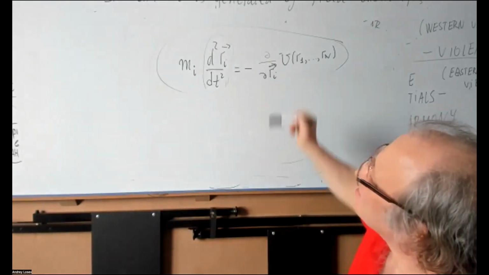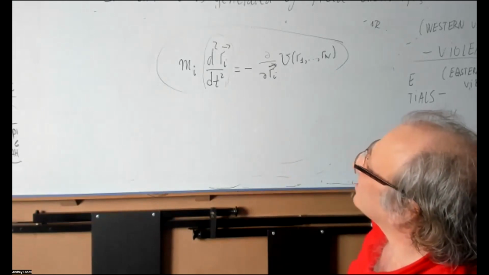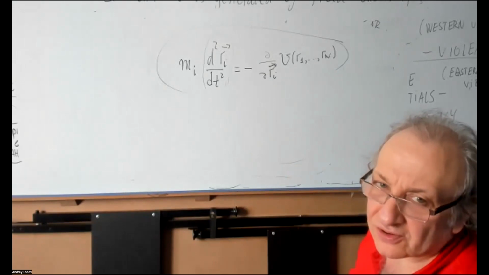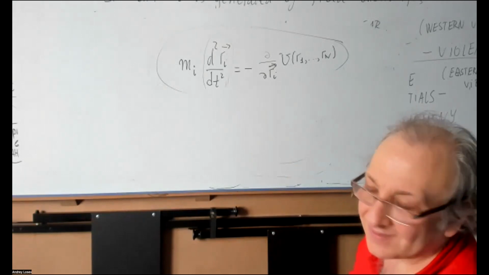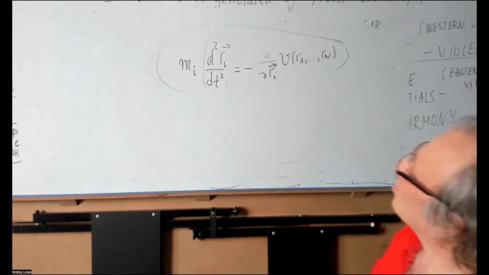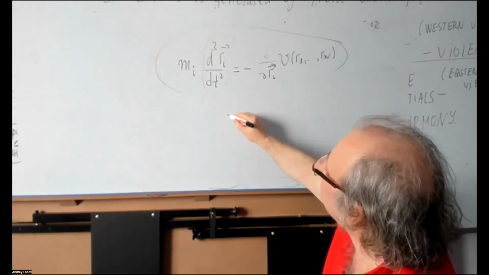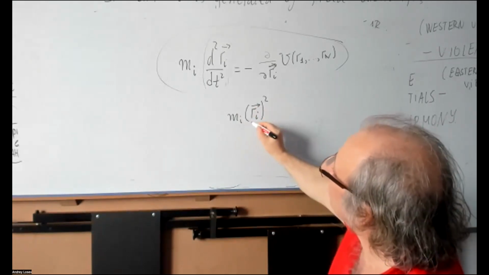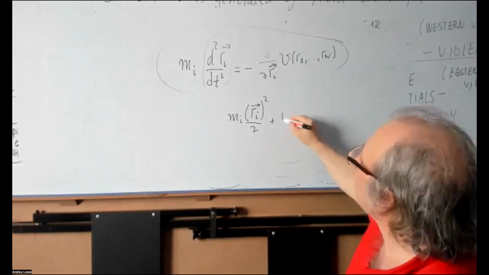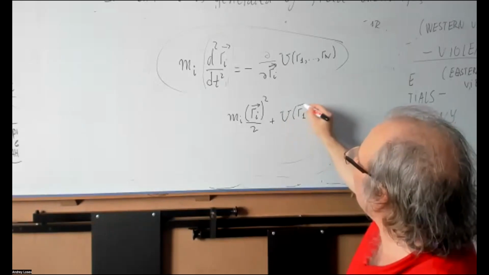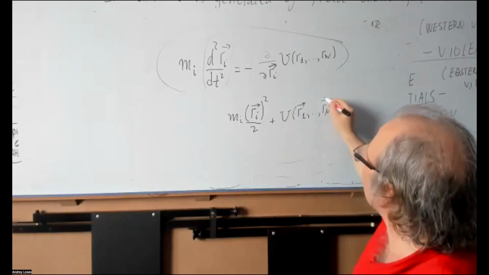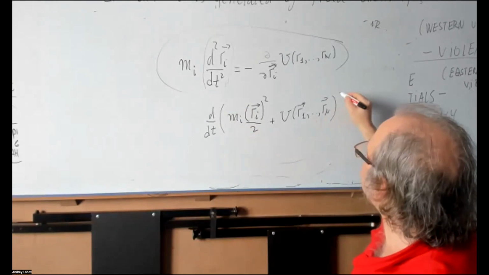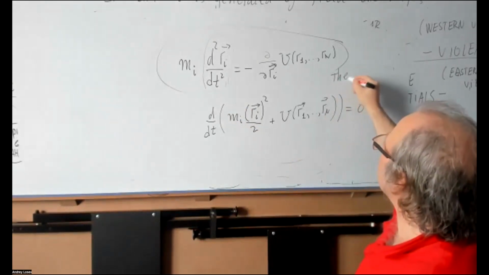Now, after I wrote this equation that actually replaces the second law of Newton, together with the third law of Newton, I want to formulate the following theorem: the sum of m_i r_i dot squared over 2 plus U of r_1, etc., r_n is conserved. It's a theorem.